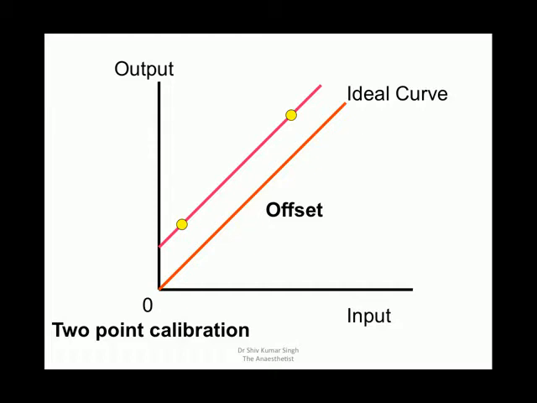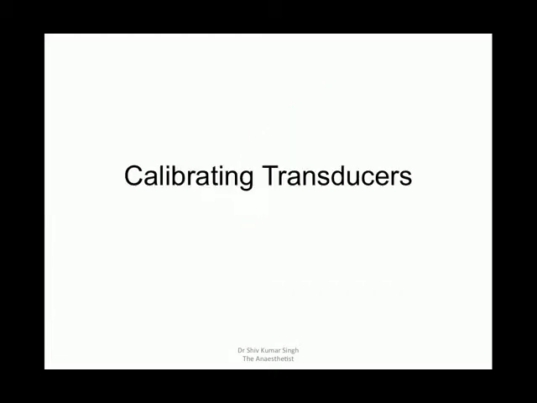These machines are alright to be used as long as the offset is very small. If the offset is huge, then you need to actually recalibrate it. Also, the machines which have a slope drift, that surely needs recalibration. But with the offset, you can use them with the smaller offsets.